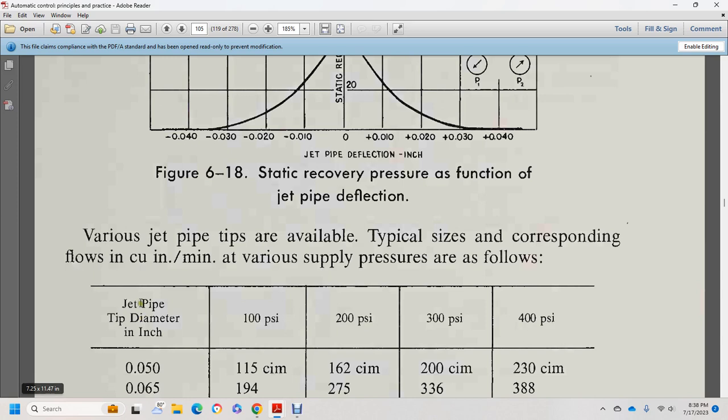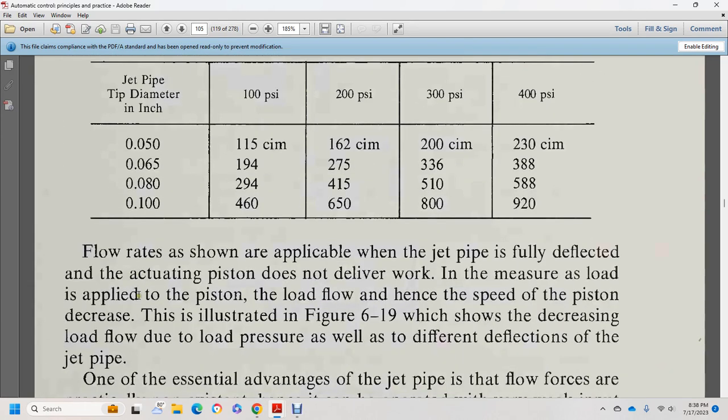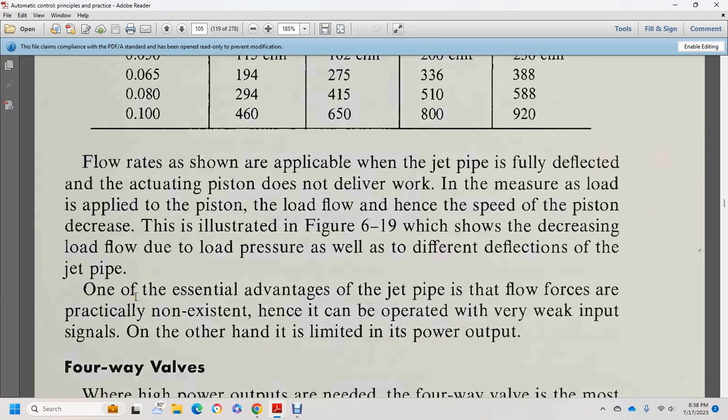and 400 psi. Jet types are 5 hundredths of an inch, 65 hundredths, 80 hundredths, and 1 hundredth of an inch. Flow rates are shown as applicable when the jet pipe does deflect, when the actuating piston does not deliver the work. Hence the speed of the piston, the creep, is illustrated in figure 6.19, which shows the decreasing of the load flow with the load pressure as well as the different deflection of the jet pipe.